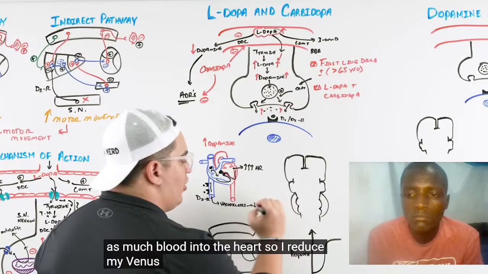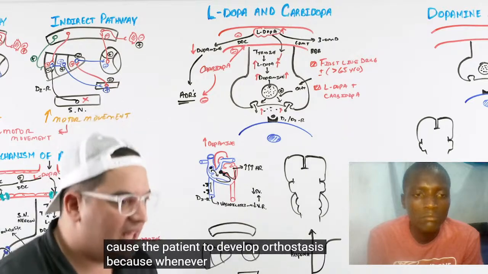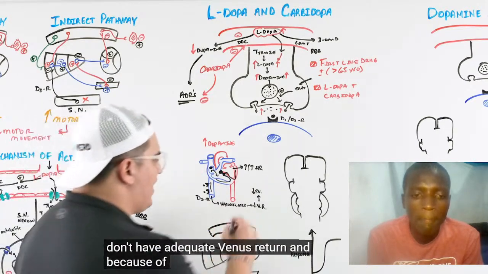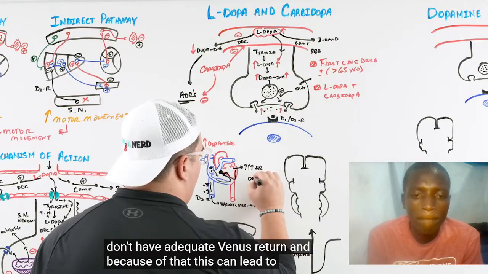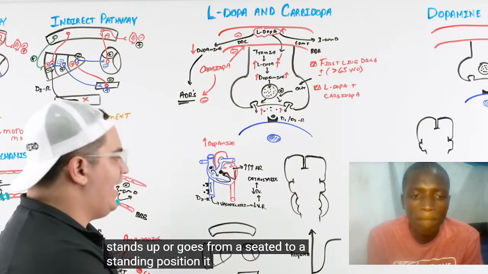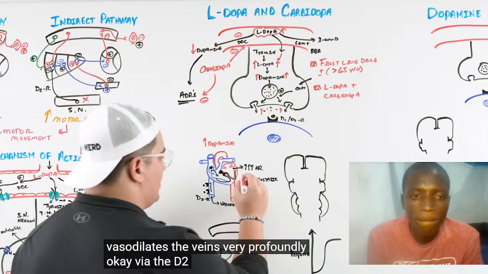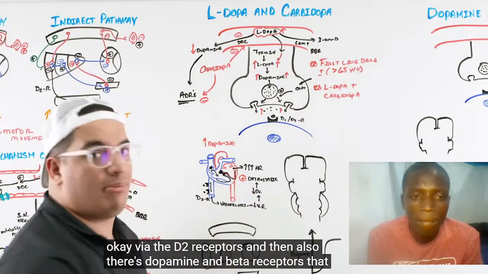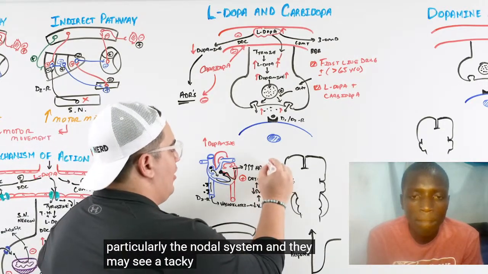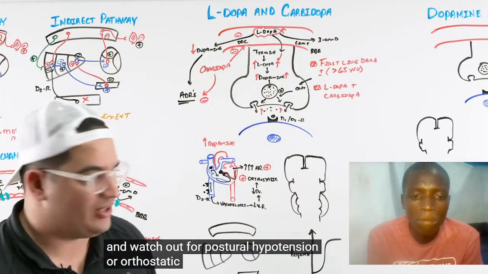That reduces the stroke volume, and that can actually cause the patient to develop orthostasis. Because whenever they go from one position to another, they don't have adequate venous return. And because of that, this can lead to orthostasis. So whenever the patient stands up or goes from a seated to a standing position, it can stimulate this orthostatic mechanism because it vasodilates the veins very profoundly, okay, via the D2 receptors. And then also, there's dopamine and beta receptors that are present on the cardiac system, particularly the nodal system, and they may see a tachyarrhythmia associated with that. So watch out for tachycardia and watch out for postural hypotension or orthostatic hypotension.